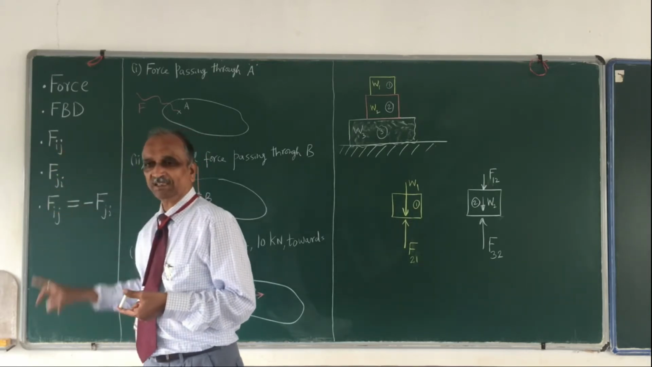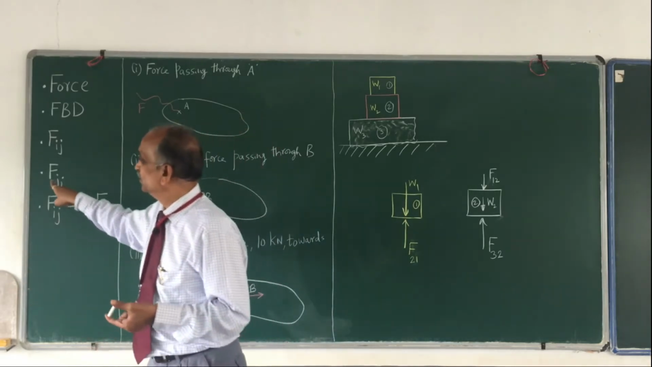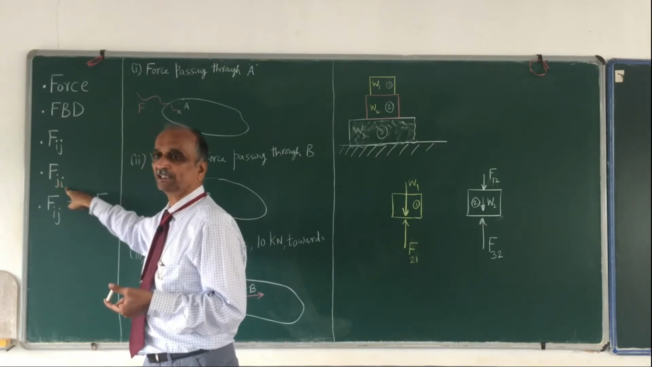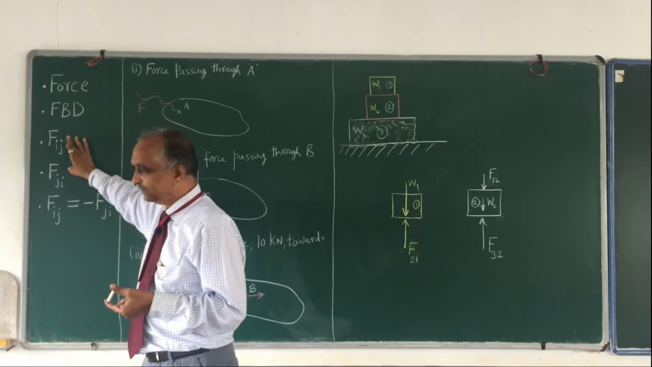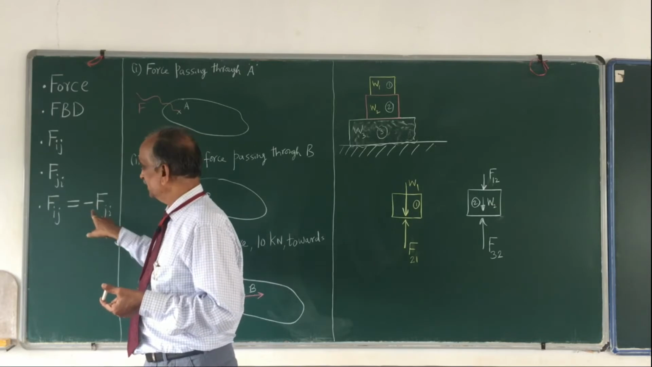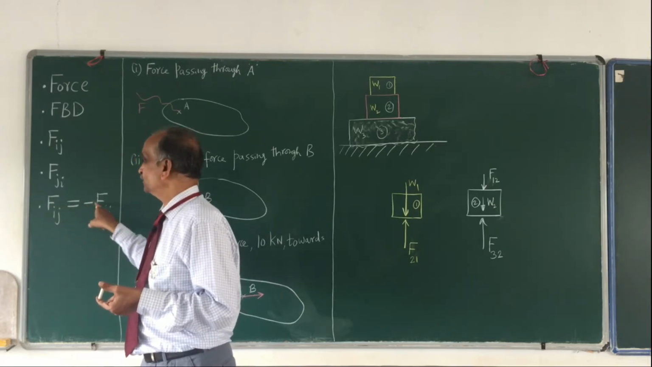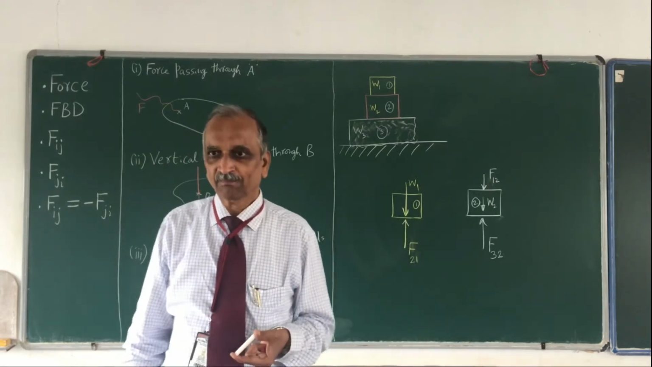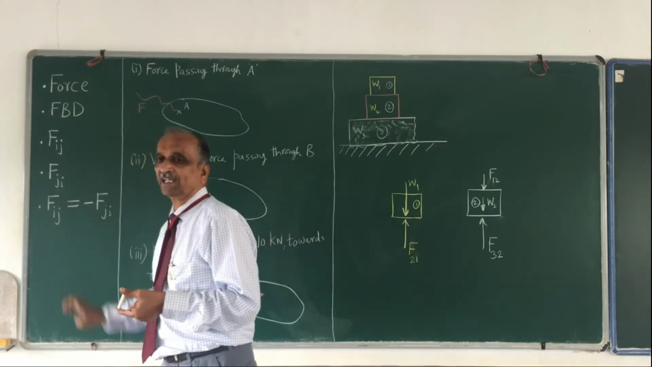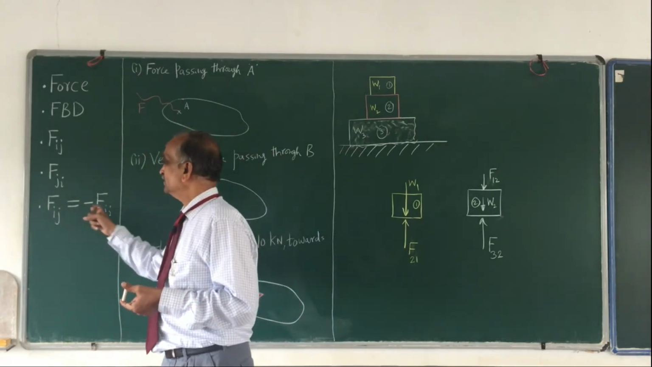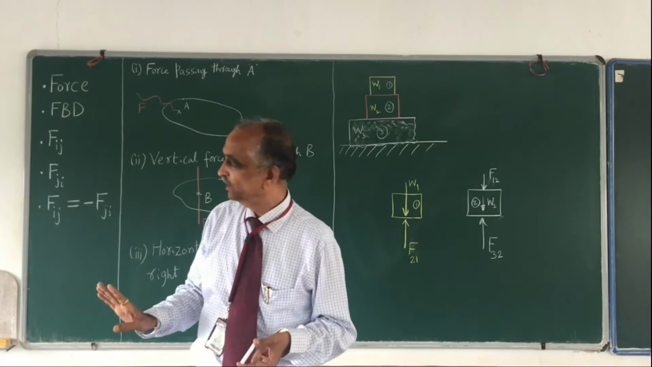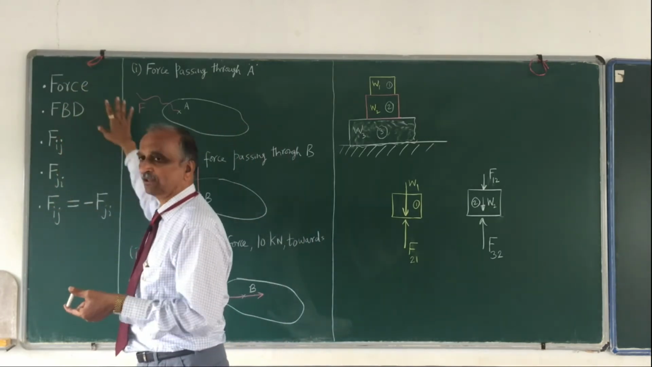Similarly, I may use Fji, the force from link number J acting on link number I. And what is the relationship between the two? Fij is exactly equal to minus Fji. This minus sign just tells that these two forces are exactly opposite in direction, and the magnitude of this force is equal to the magnitude of this force. I hope you understand the notations.